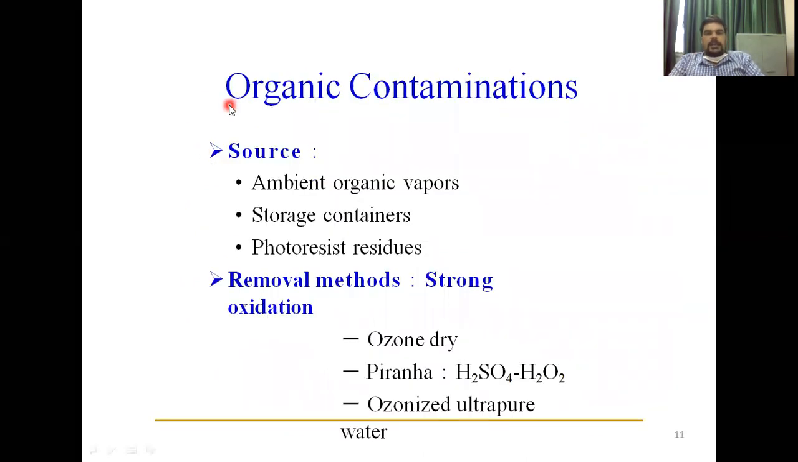Now, next is organic contaminations. What are organic contaminations? What are the sources? The sources of organic contaminations are ambient organic vapors, storage containers, and photoresist residues. So what are the removal methods of these? By using strong oxidation, we can do this, which we have discussed in the previous lecture. For the removal of organic contaminations, we can use H2SO4 hydrogen peroxide solution.